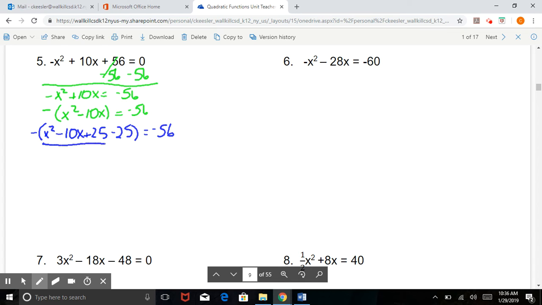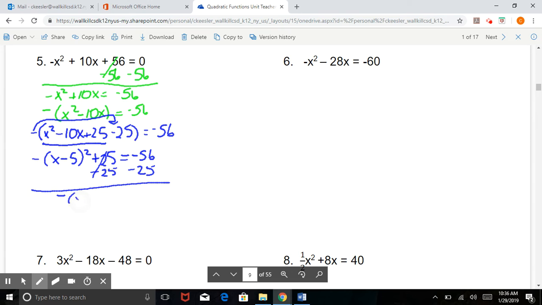Now again, those first three terms give us a perfect square trinomial, so we can rewrite it, x minus 5 all squared. Now I'm taking this out of the parentheses. In order to take the negative 25 out of the parentheses, I have to multiply it by the negative 1 outside of the parentheses. Negative 1 times negative 25 gives me positive 25 to remove it, equals negative 56. Subtract 25 from both sides, and negative x minus 5 all squared equals negative 81.